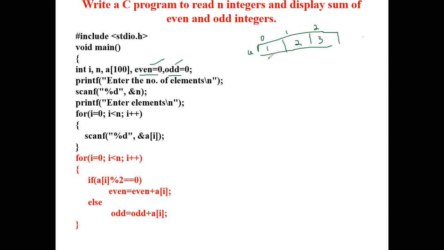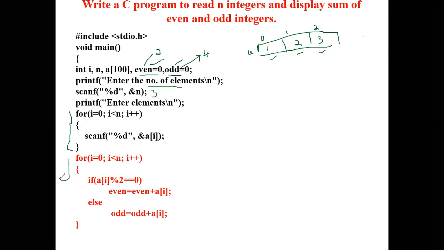So in this example, 1 and 3 are odd, so the value that we are supposed to get is 4, and we have only one even data, so that will be stored as 2. Okay, so enter the number of elements. Let me take it as 3. Enter the elements. So this is a for loop for reading the array elements.